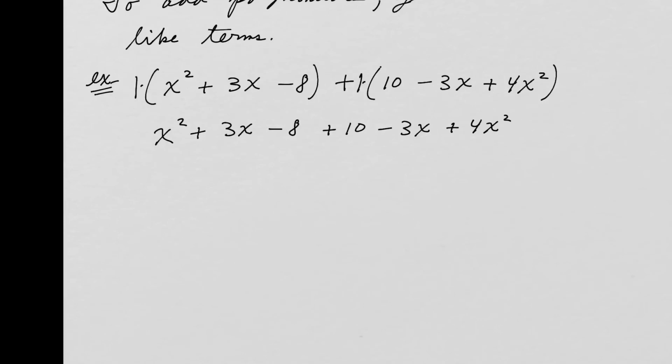And now I'm just going to combine like terms, right? So I have x squared plus 4x squared. So that's going to be 5x squared. Then I have, let's see, the x's are next, right? So 3x minus 3x. Actually, that's nice. That's 0, right? So that's gone. I don't have any x term. And then negative 8 plus 10 is a positive 2. So that would be the answer to my addition. It would be 5x squared plus 2.